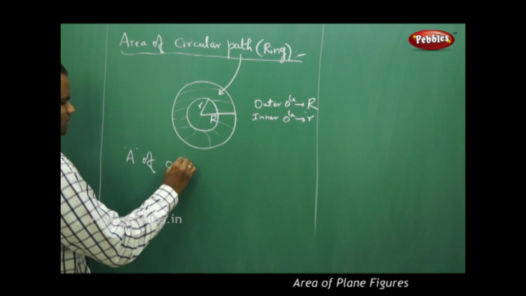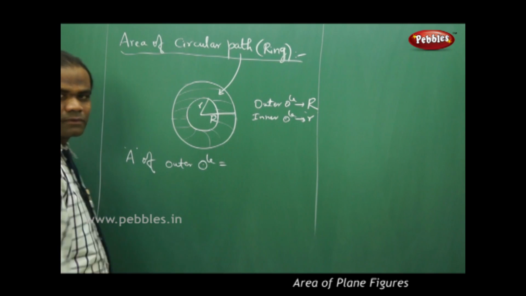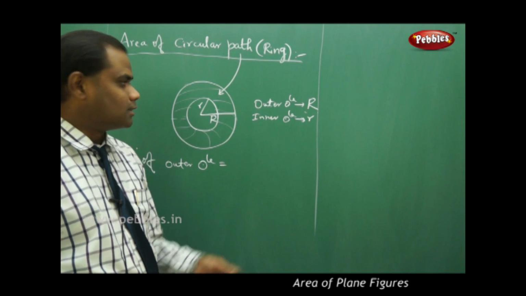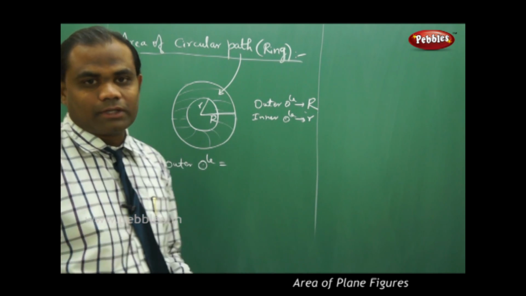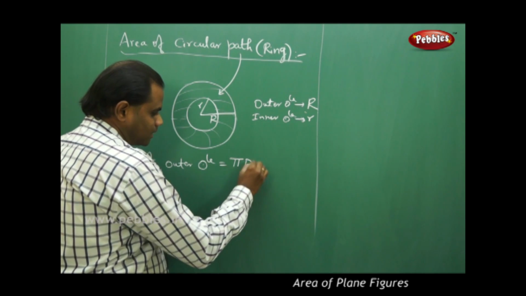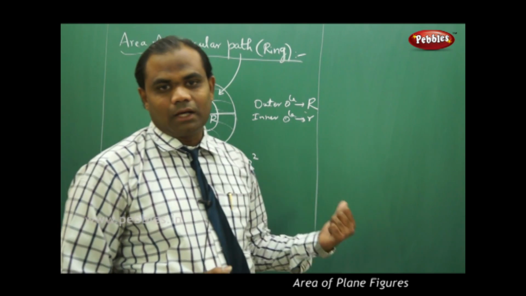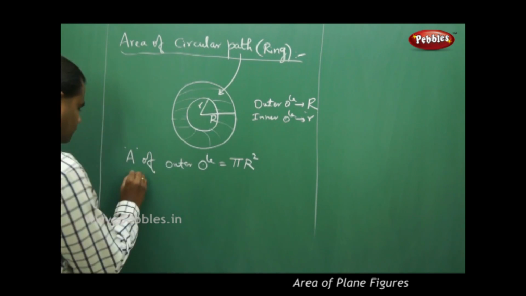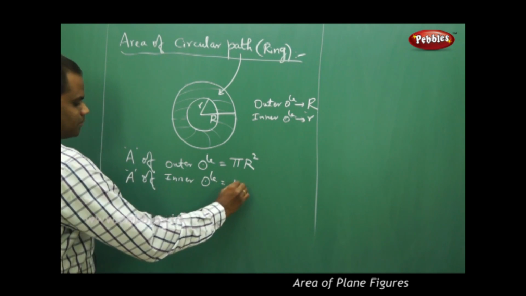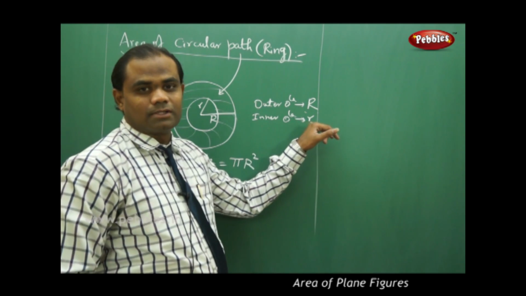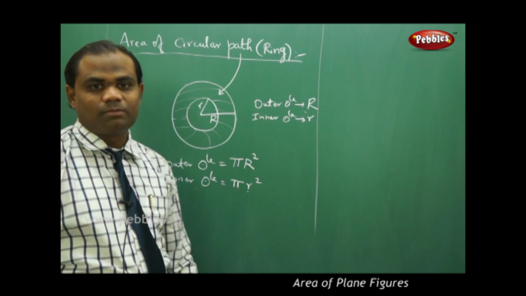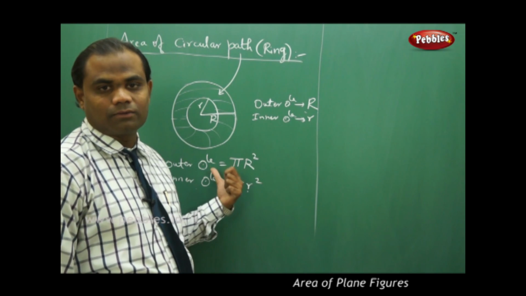Now how do you find the area of the outer circle? It is nothing but the area of a circle. So the area of the outer circle is the area of a circle with radius capital R. As we already know that the area of a circle is pi r square, my area in this case of the outer circle is pi R square, with the radius being capital R. Similarly, my area of the inner circle would be pi r square, with the radius of the inner circle being small r. Therefore, the area of the inner circle is pi r square with the radius being small r, in this case, capital R for the outer circle.